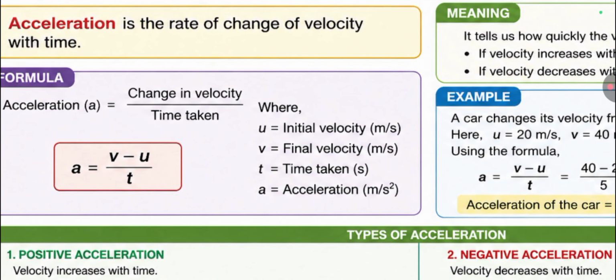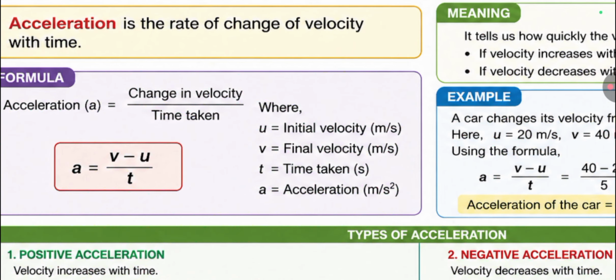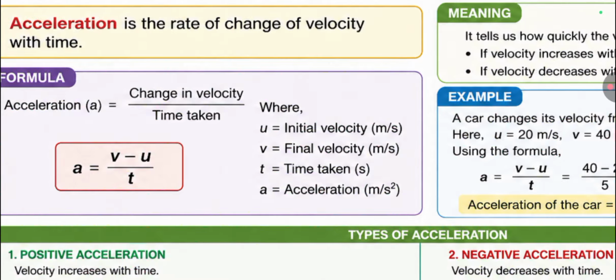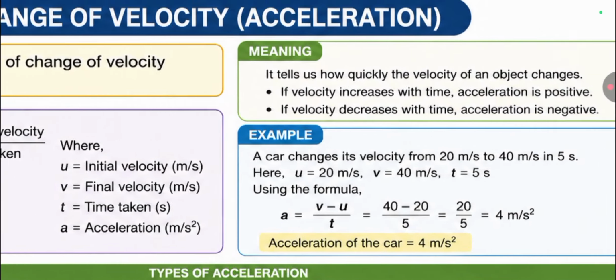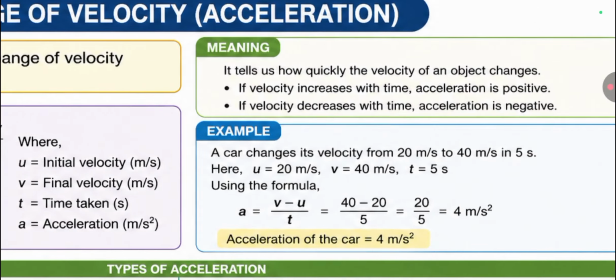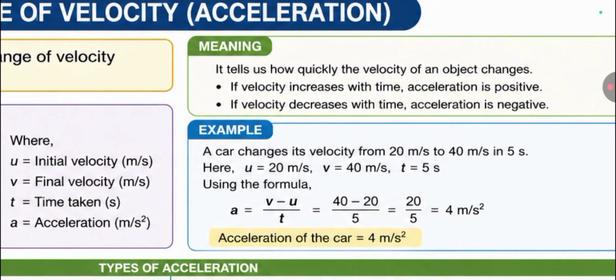a is equal to v minus u by t, where u is the initial velocity, measured in meter per second, and v is the final velocity, measured in meter per second, t is the time taken, measured in seconds, and a is acceleration, measured in meter per second square. It tells us how quickly the velocity of an object changes.